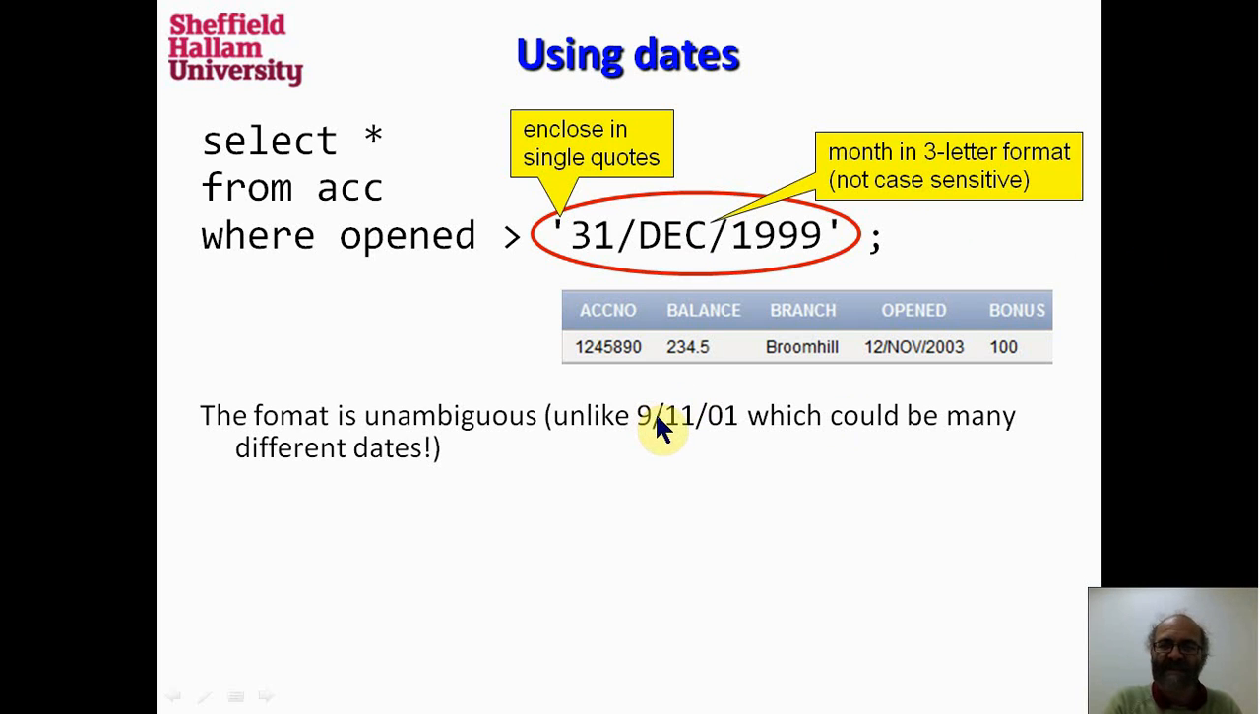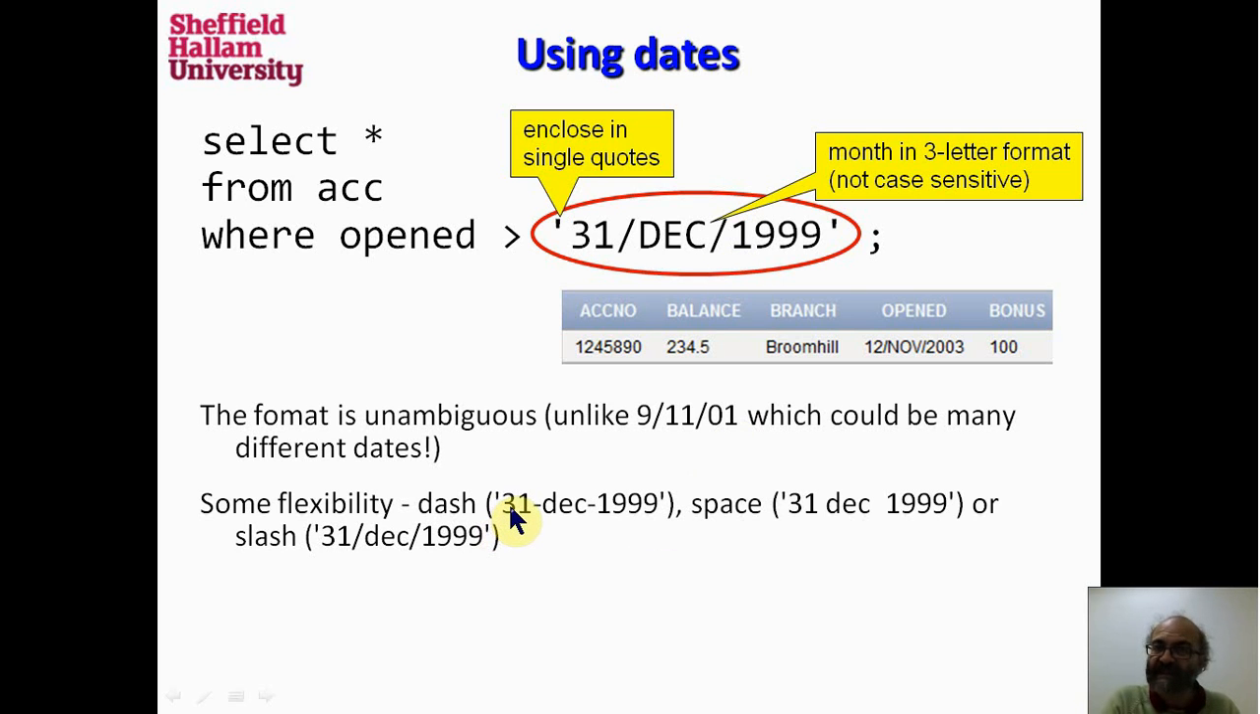If you look at 9/11, is that 11 September or is it 9 November? 31 DEC, no possible error. And 2001? Or is that 1901? Or maybe 1 AD? With 1999, we can't possibly get confused. So long as there's no ambiguity, it doesn't matter if we put dashes or spaces or slashes, and there are certain ways that we can change the way a date is understood by configuring Oracle.